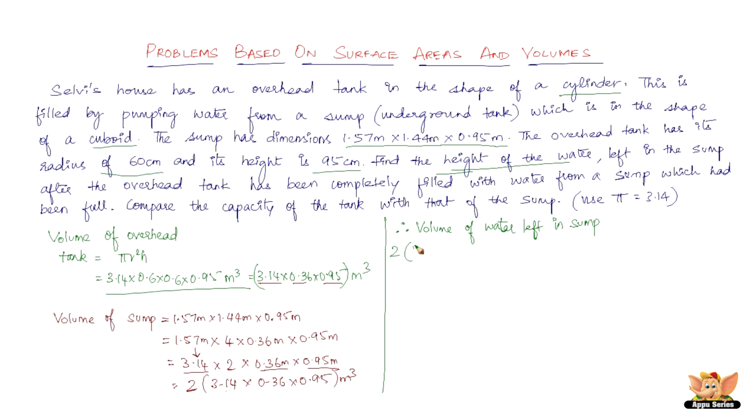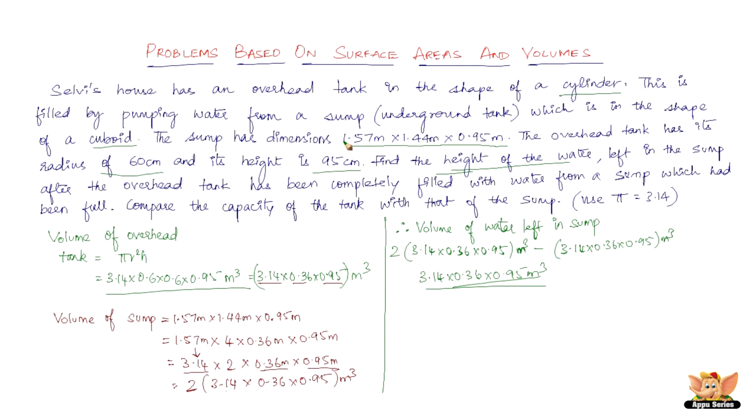So 2 times 3.14 multiplied by 0.36 into 0.95 meter cube minus 1 times 3.14 into 0.36 into 0.95 meter cube. We definitely are going to get just 3.14 times 0.36 times 0.95. Consider this whole factor 3.14, 0.36, 0.95 as x. So it's going to be 2x minus x, which is 1x. All right, so this is the volume of water left in the sump.